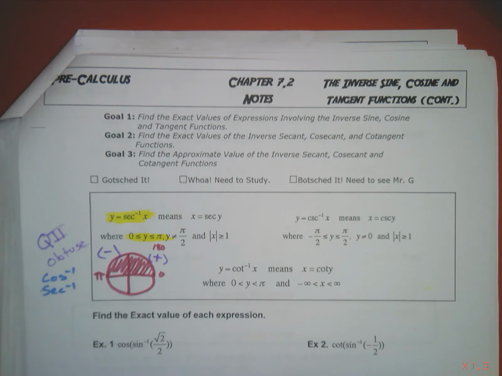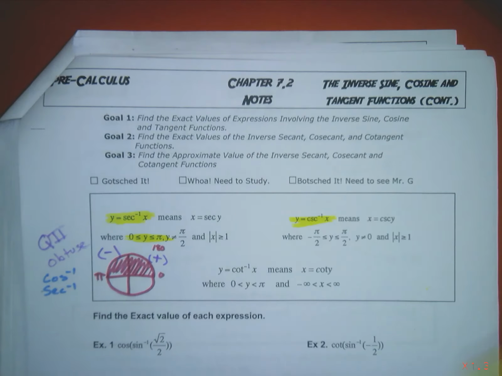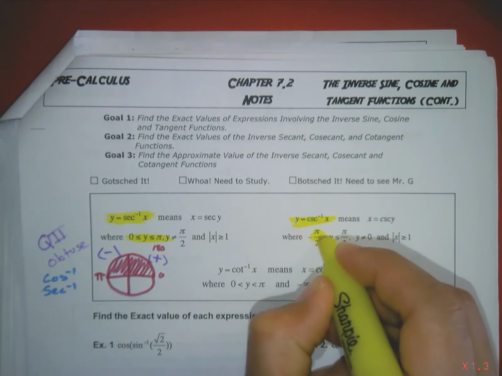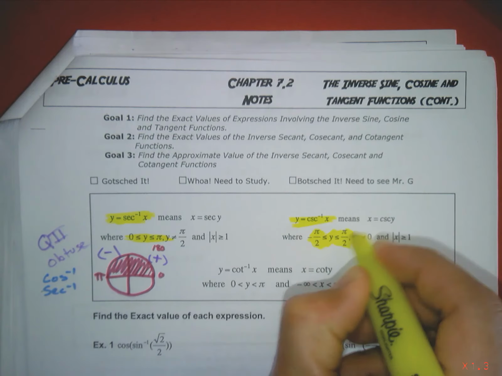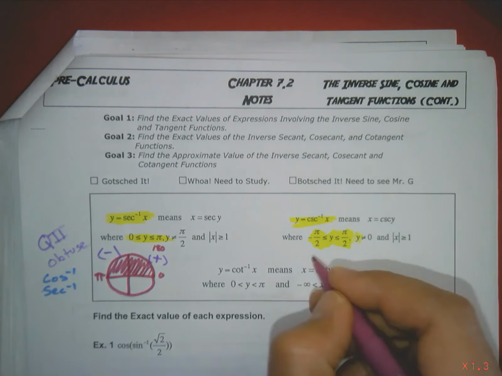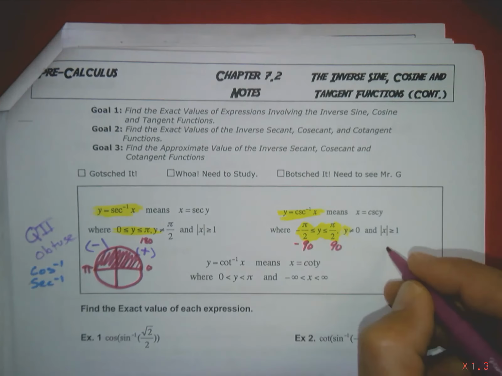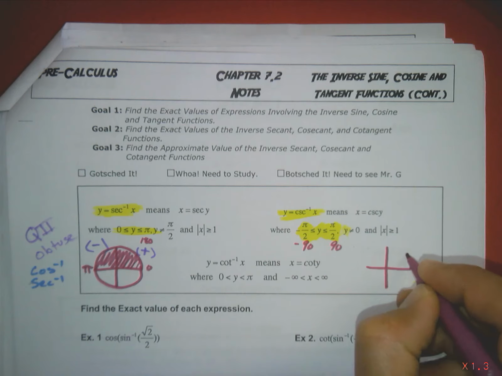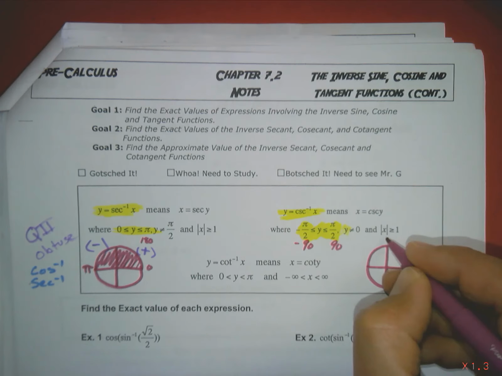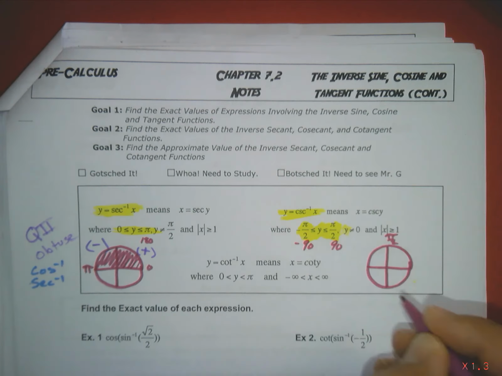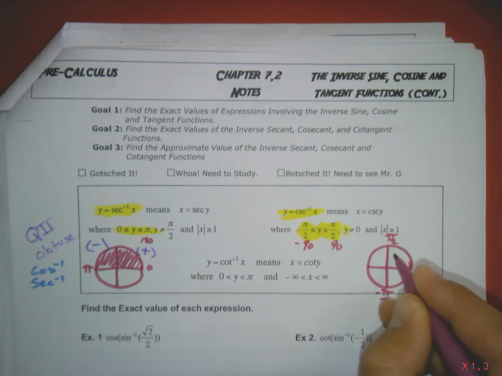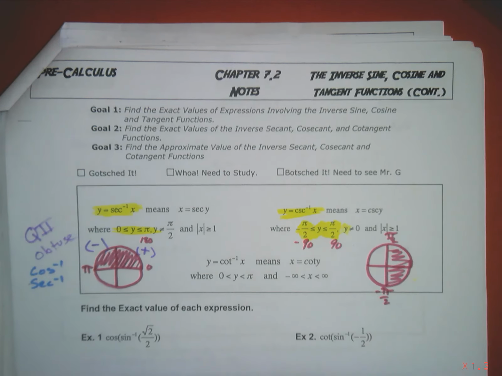All right, now we move on over to inverse cosecant. Cosecant's buddy is sine, and inverse cosecant works in the same quadrants as inverse sine. It works from negative pi over 2 to pi over 2, again, negative 90 to 90 degrees. So visually, what's going on? 90 degrees is up here, that's pi over 2. Negative pi over 2 is down here. So it works in these two quadrants, 1 and 4.